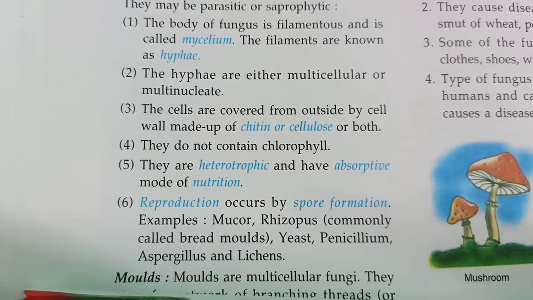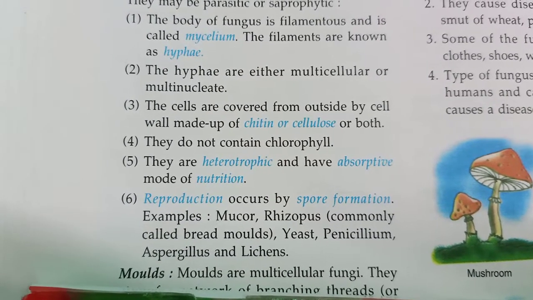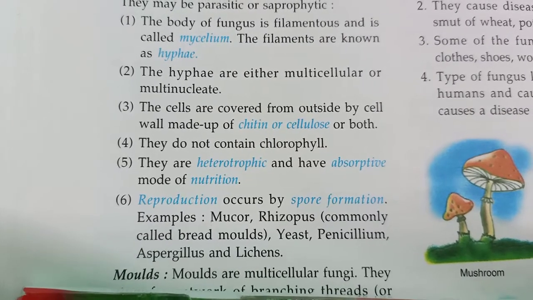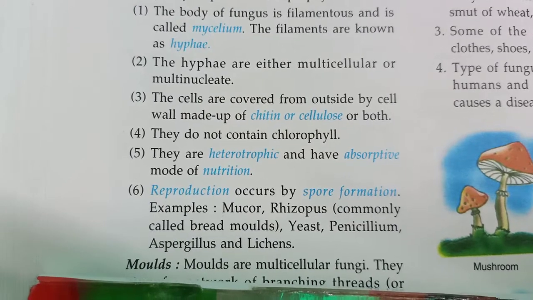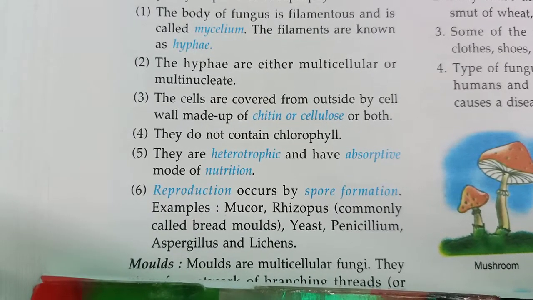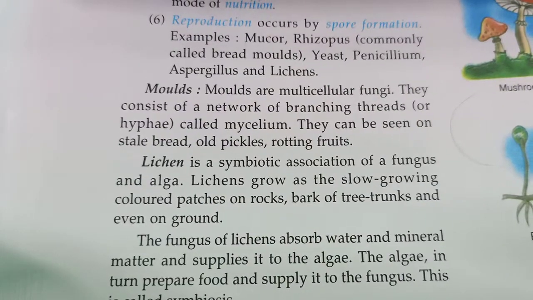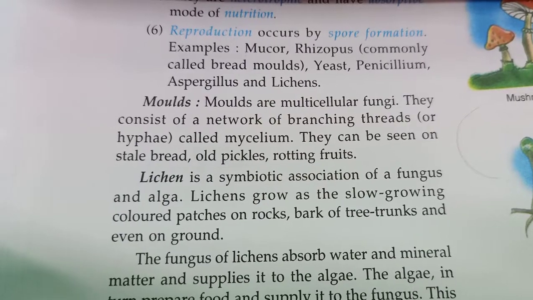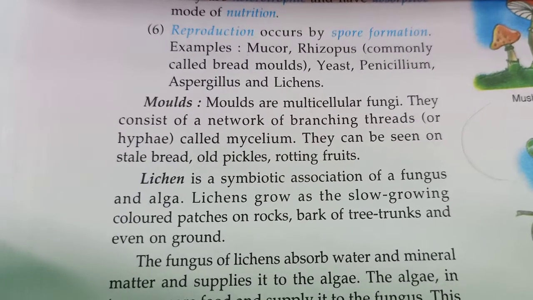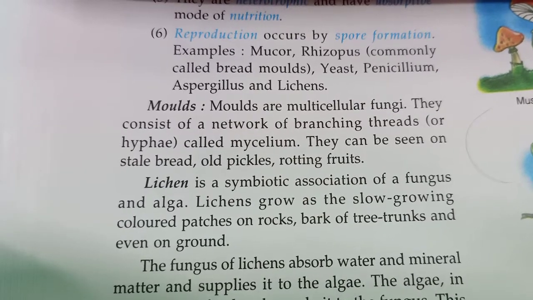So you have seen that when bread gets stale, a kind of fungi grows on it, and that fungi is known as Rhizopus. Other examples are yeast, Penicillium, Aspergillus, and lichens. Now we see what molds are. Molds are multicellular fungi. They consist of a network of branching threads or hyphae called mycelium.